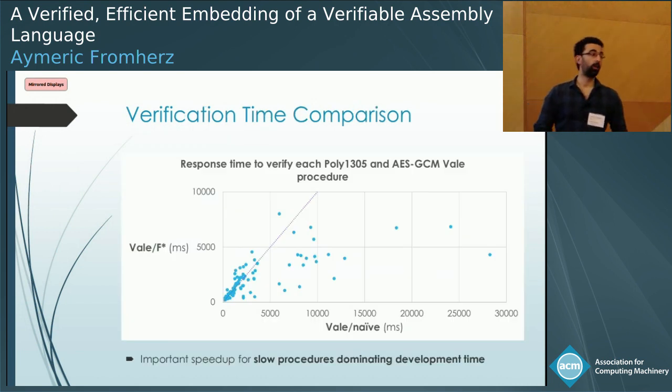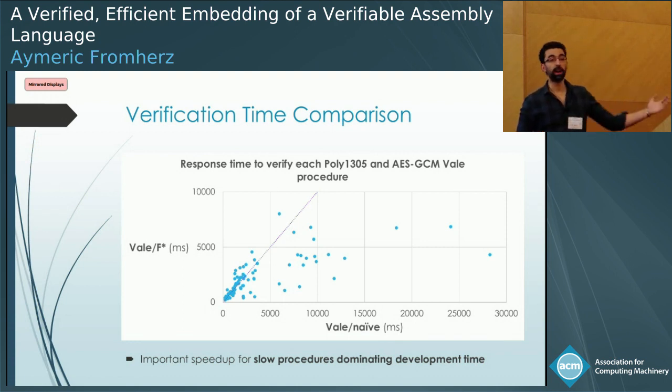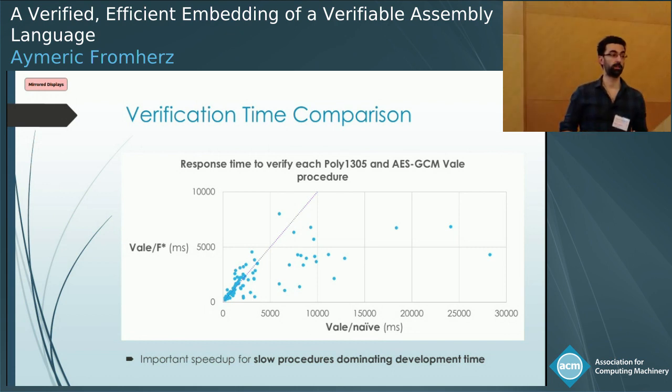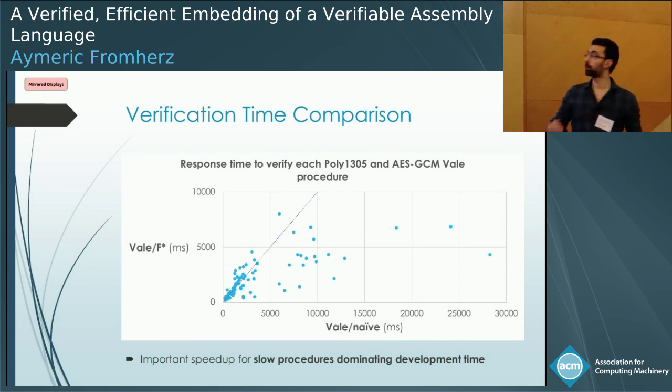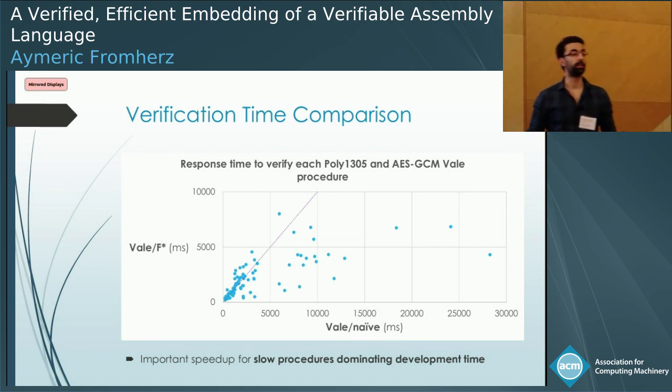To evaluate how well our custom VC generator fares compared to the naive F star VC generator, we compared the response time needed to verify all of our Veil procedures. On the y-axis, you have the time needed using our custom VC generator. And on the x-axis, you have the time needed using the F star VC generator. All the points that are below this purple line mean that using our VC generator yields faster response times than using the F star VC generator. And what we especially observe is that we have an important speedup for the procedures that were previously slow. And that's very valuable because these procedures are the ones that are dominating development time.